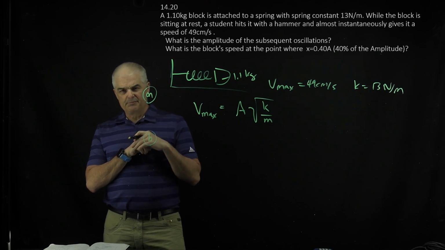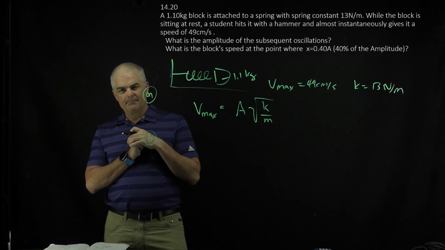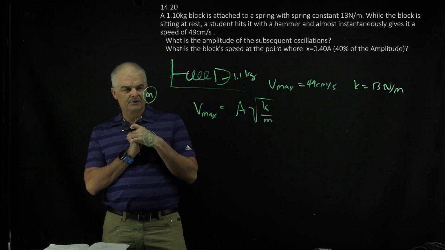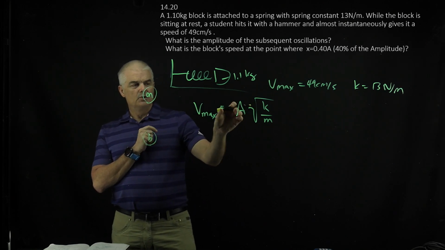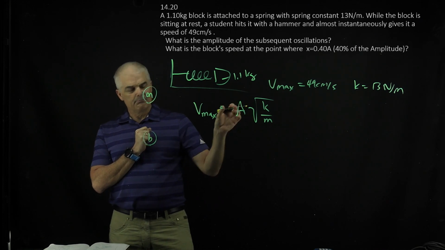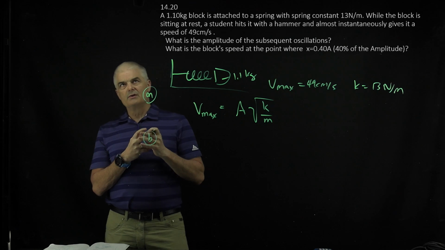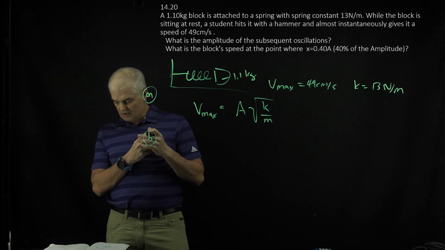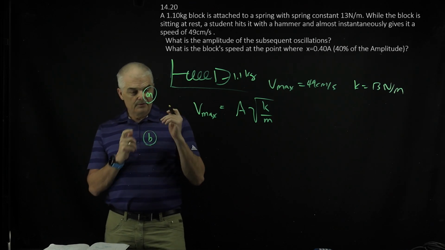What is the block speed at a point where the displacement is 40% of the amplitude? So once you know A, you need to calculate it with 40%. Now the way to do this is to use conservation of energy. So walk me through this.